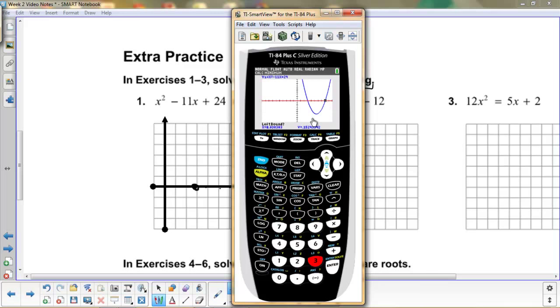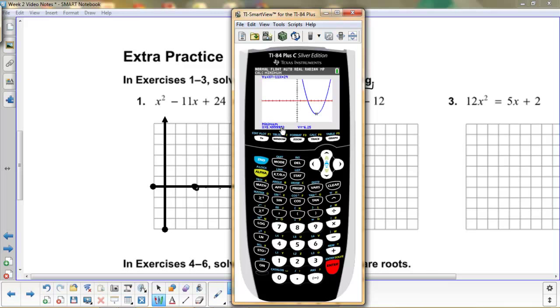And I want to move my cursor to the left side of where I think the bottom is. That's what that question is asking me, the left boundary. Okay, anywhere to the left will do. It says right boundary, so I'm going to move that cursor back to the right side of where I think the bottom is. And then I'm going to go ahead and have it calculate that minimum value, which is 5.5.